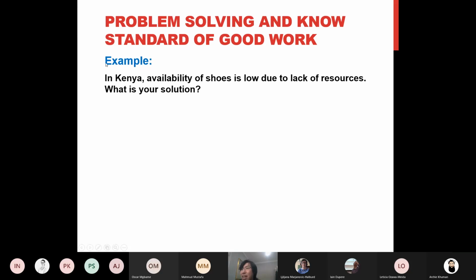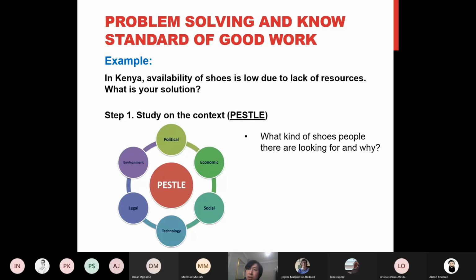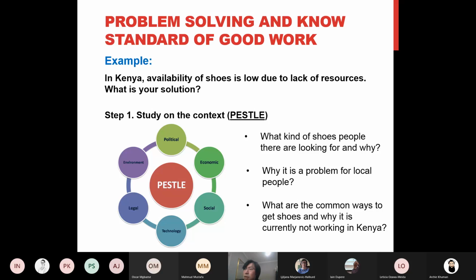For example, in Kenya, availability of shoes is low due to lack of resources. What is the solution? We show them the steps of analyzing it. First we need to do the PESTLE analysis, which considers the political for the P, the economic for the E, the social for the S, and the technology, legal, and environment, to ensure that for any problem, we consider all the factors without missing any important one. Based on that, we provide a clue, like what kind of shoes people there are looking for and why. Some students are able to figure out that people need sandals because of the hot weather there. And why is it a problem for local people, what are the common ways to get shoes, and why is it currently not working there.